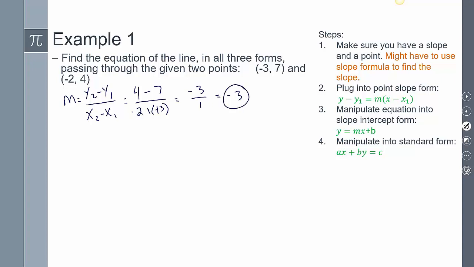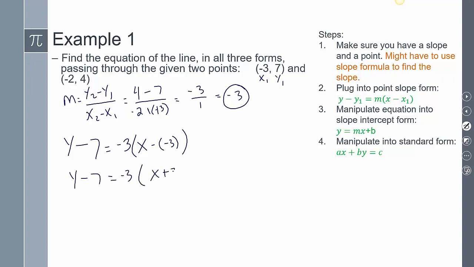So now I can take that and plug that into my point slope form. y minus y1 equals m times x minus x1, where we said this is my x1 and y1. So that's y minus 7 equals negative 3 times x plus 3. So right there, there's my point slope form.